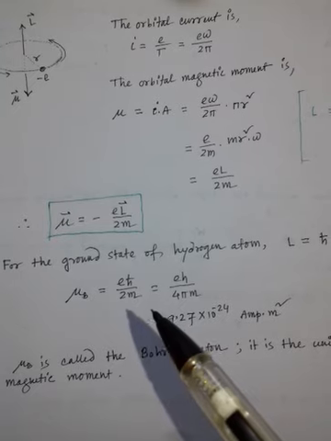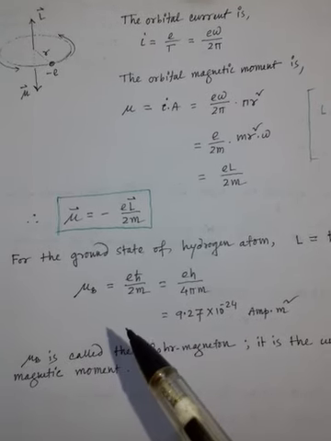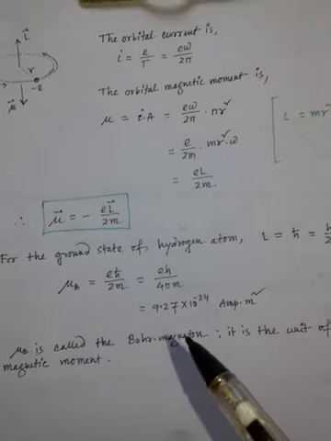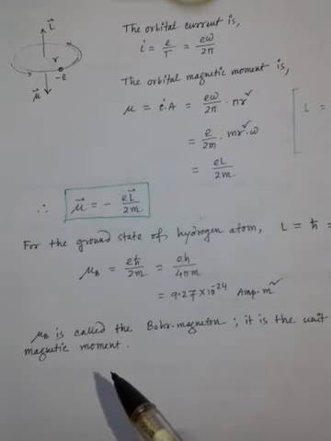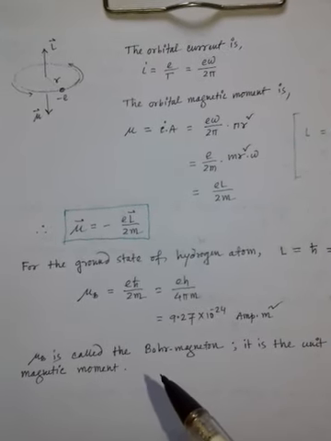We give a symbol to it, mu B. Actually it is the unit of atomic magnetic moment. Thanks.